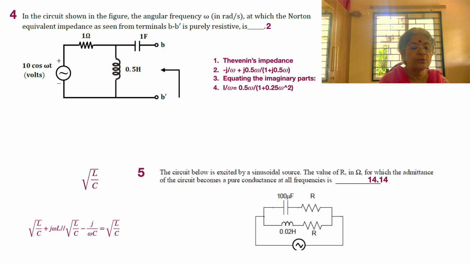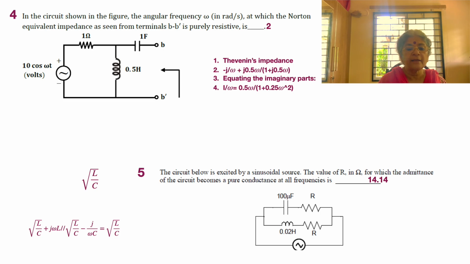Short circuit the voltage source 10 cos omega t. So that's shorted. Now we first pick up minus j by omega into 1, or minus j by omega, and then we pick up a parallel assembly of 1 ohm and 0.5 j omega. So we have 1 into 0.5 j omega divided by 1 plus 0.5 j omega, and then you go for the complex conjugate multiplication and division, and finally you arrive at 1 by omega equal to 0.5 omega divided by 1.25 omega square.